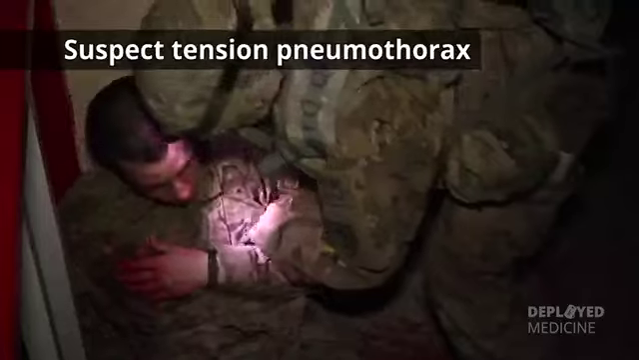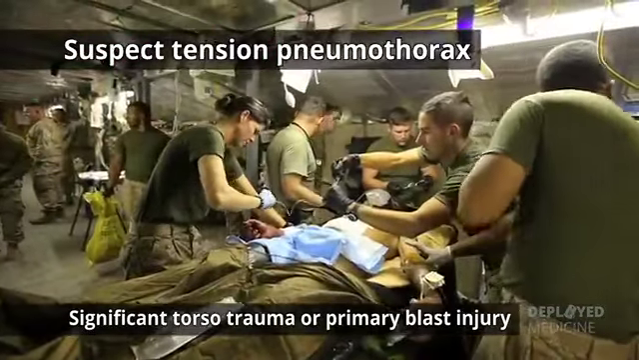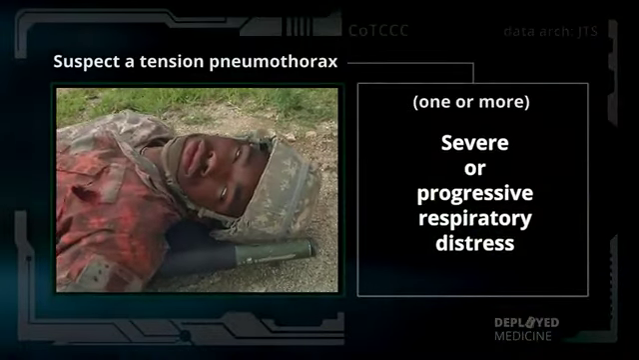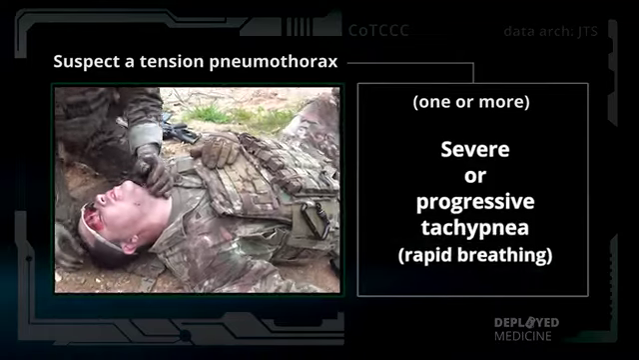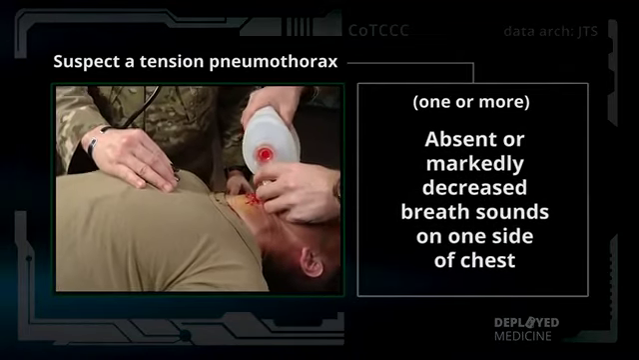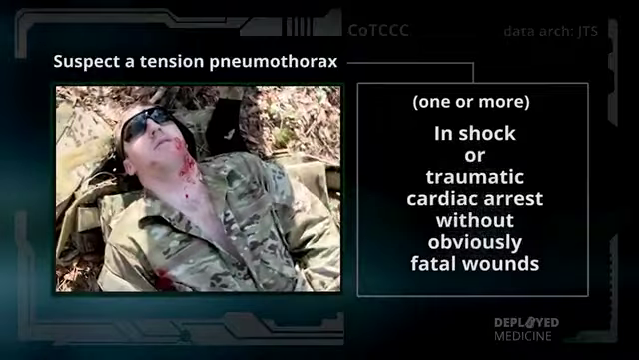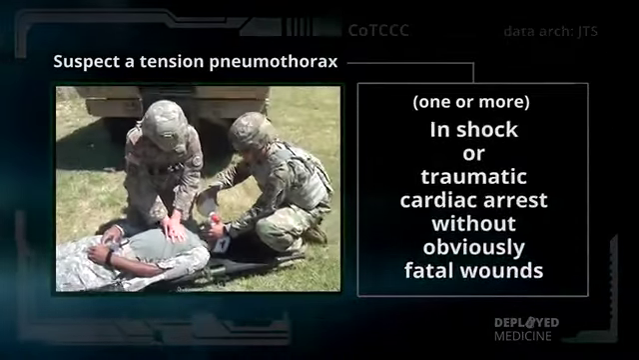Suspect tension pneumothorax when a casualty has significant torso trauma or primary blast injury and one or more of the following: severe or progressive respiratory distress, severe or progressive tachypnea, absent or markedly decreased breath sounds on one side of the chest, is in shock, or traumatic cardiac arrest without obviously fatal wounds.